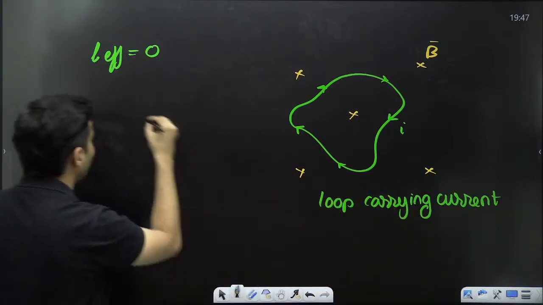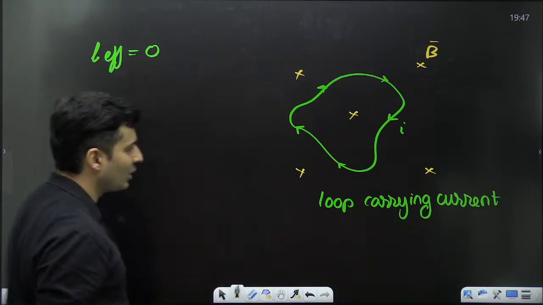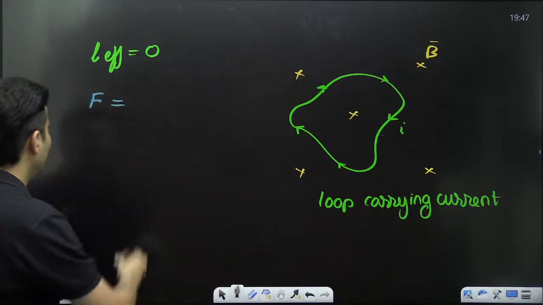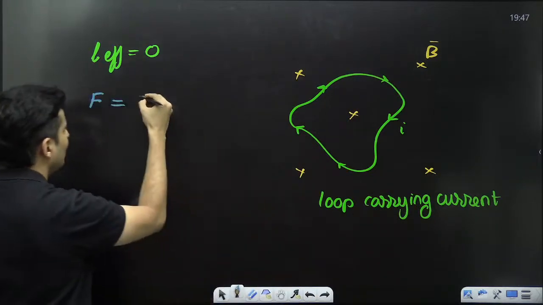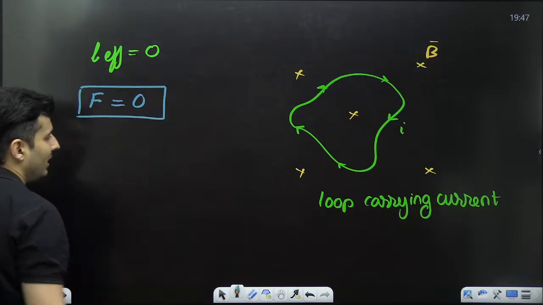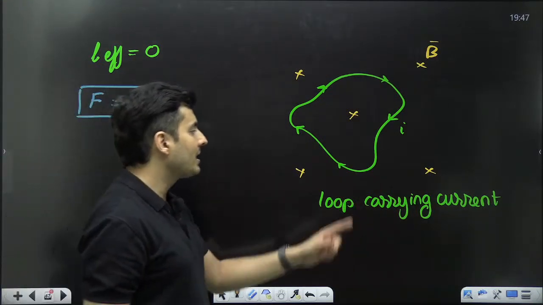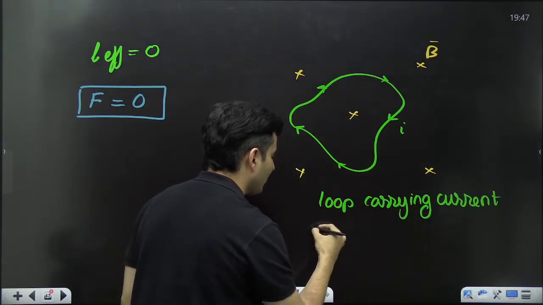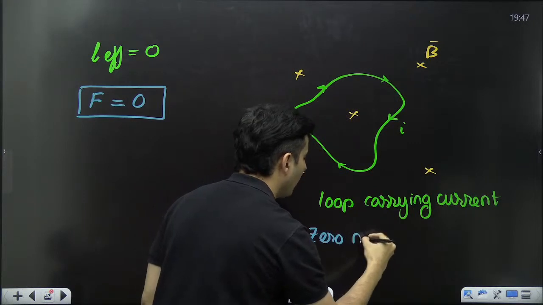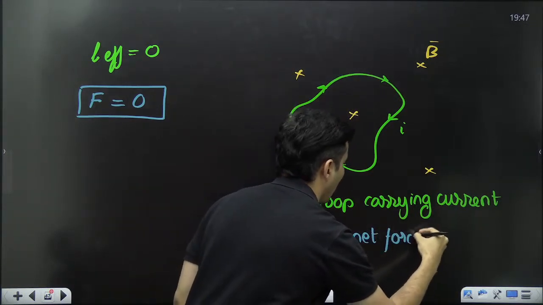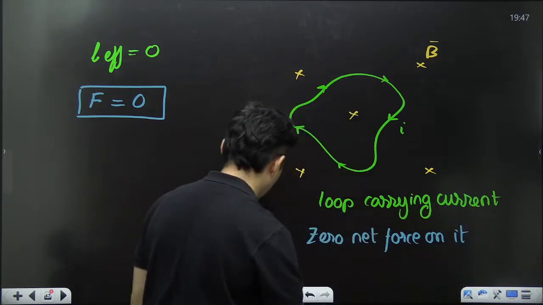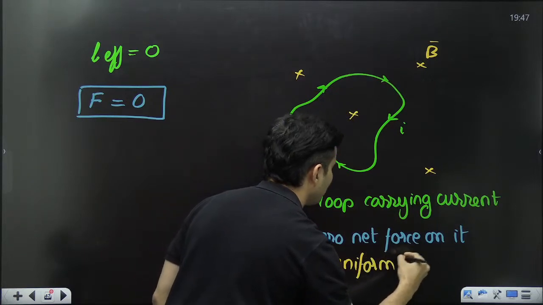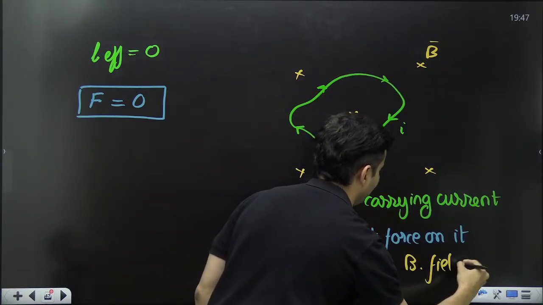Can you guess the force acting on it? What will be the net force acting on it? I0 into B is a big fat 0. Yes, it will be a big fat 0. A very important result: a loop carrying current experiences zero net force in, very important, uniform magnetic field, which is usually the case.